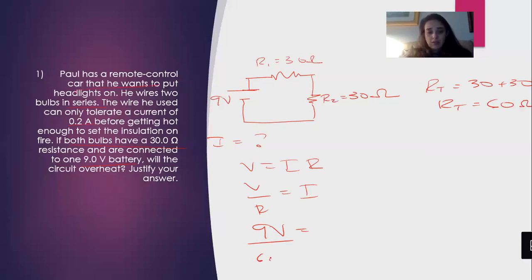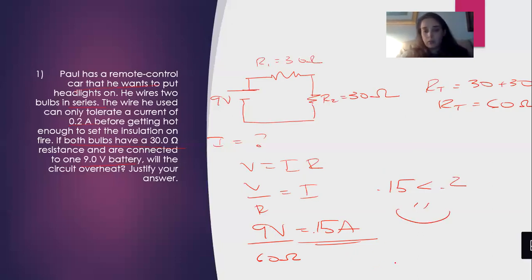So my total resistance for the circuit is 60 ohms. Then 9 divided by 60, I put this in my handy calculator. 9 divided by 60 is equal to 0.15 amps. So this tells me that 0.15 is less than 0.2. So this circuit will work and it will not overheat. So we're happy. Double check your answers to see if this compares to what you got. And if it doesn't, make sure that you write this in your notes so that we can refer to this later as well.